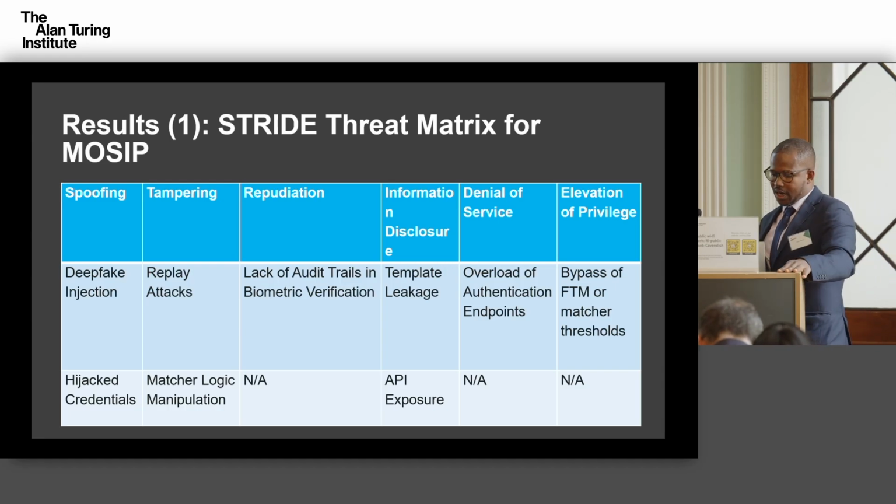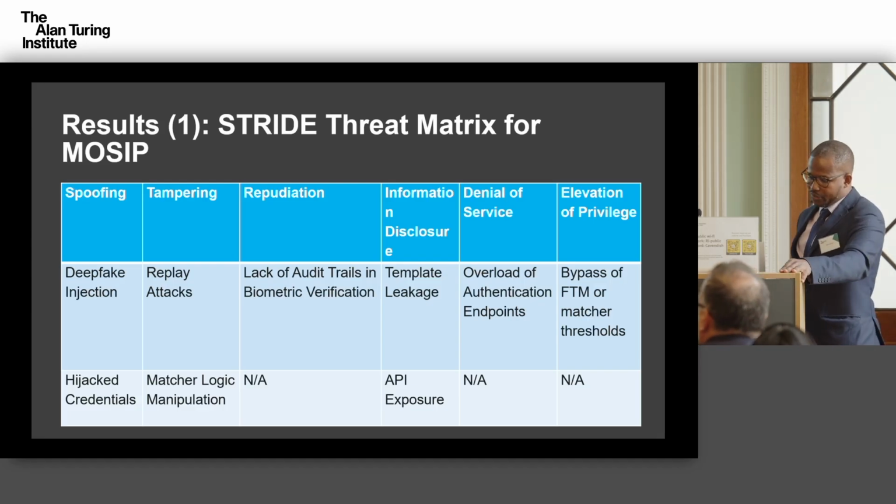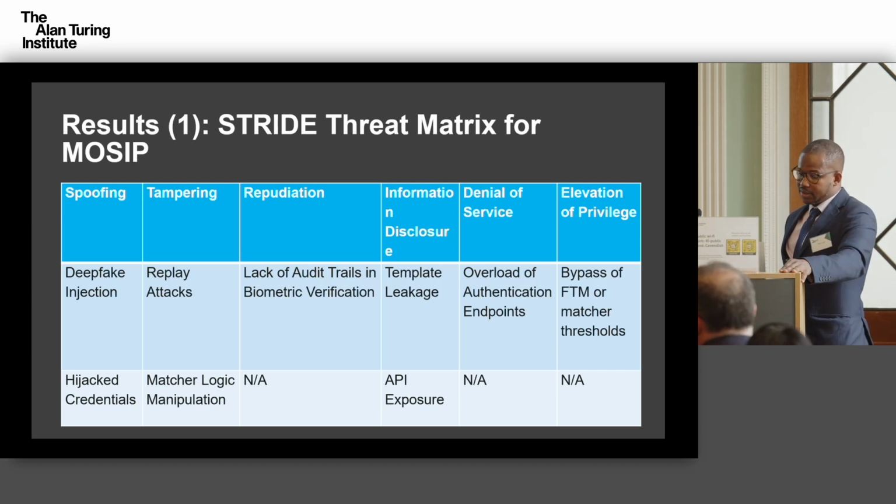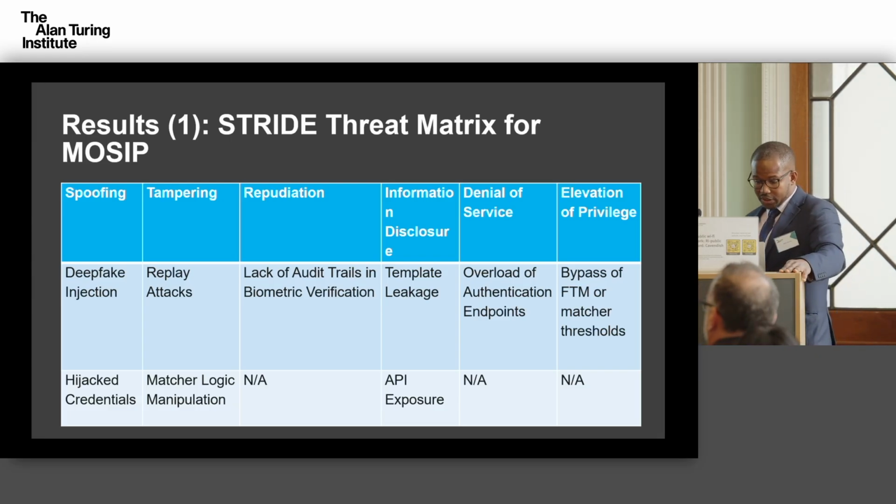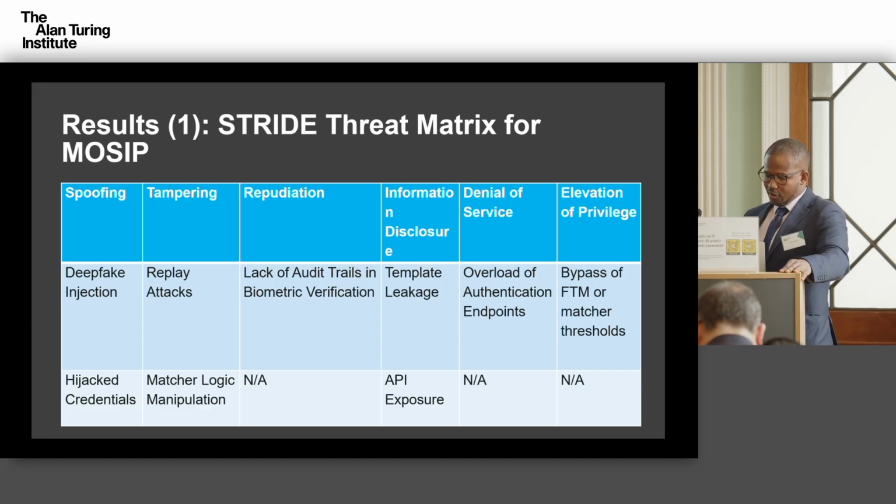So regarding the STRIDE, we realized that in terms of the spoofing, there were some deepfake injection and hijacked credentials. And regarding the tampering, there were replay attacks. Then regarding the repudiation, there were lack of audit trails and biometric verification. Then regarding the information disclosure aspect, there were template leakages and API exposure. Then denial of service too, we realized there were some overloads of authentication endpoints. Then elevation of privilege, there was the potential for bypass of FTM or matcher threshold.